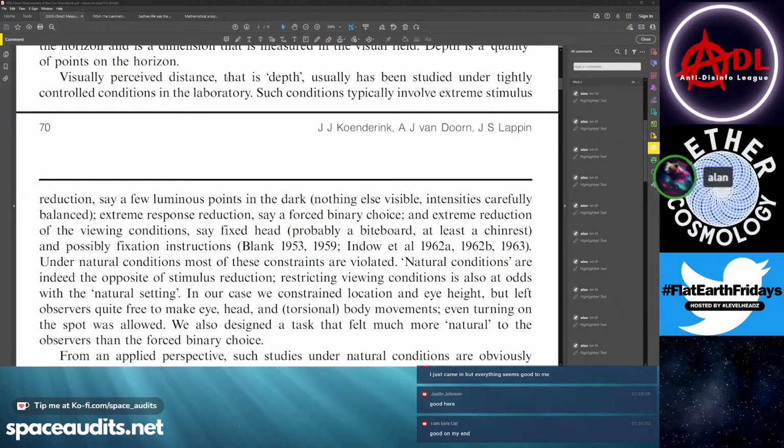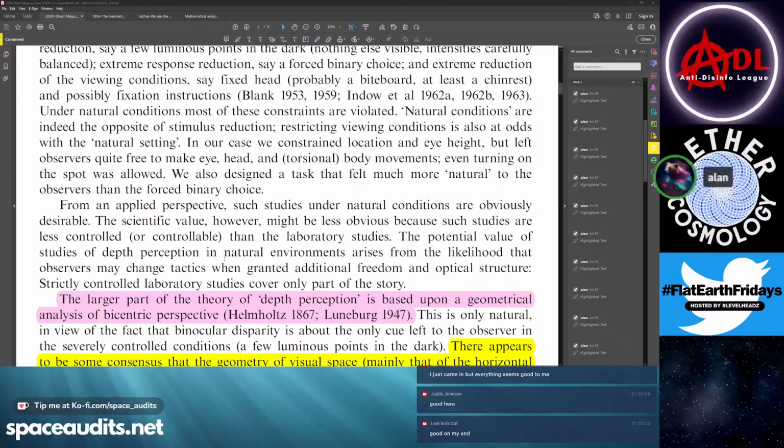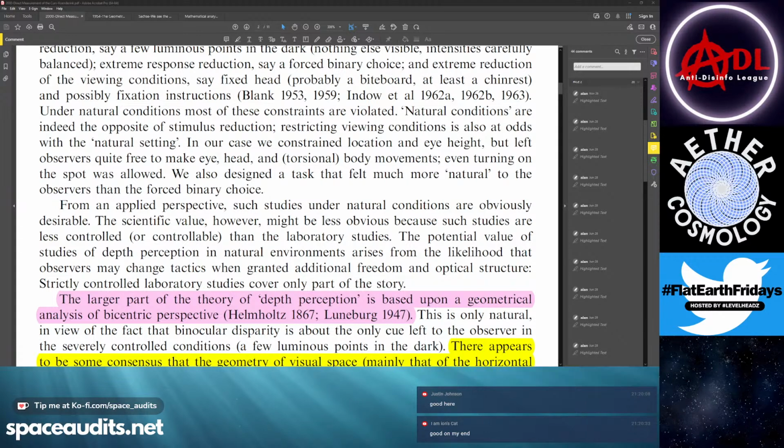All right, visually perceived distance, that is depth, usually has been studied under tightly controlled conditions in the laboratory. Such conditions typically involve extreme stimulus reduction, say a few luminous points in the dark, nothing else visible, intensities carefully balanced. So that's what we were just covering with the former alley experiments. Extreme response reduction, say a forced binary choice, the extreme reduction of viewing conditions, say fixed head, probably a bite board, at least a chin rest.